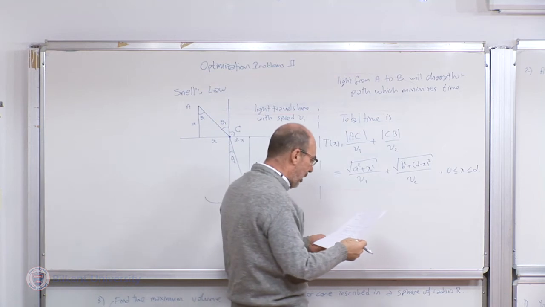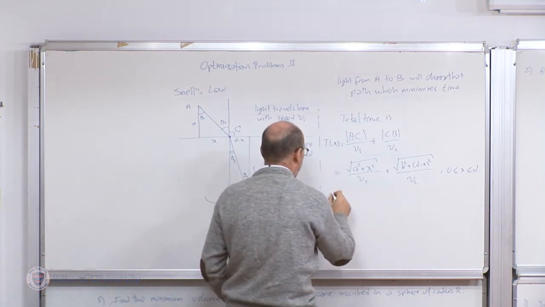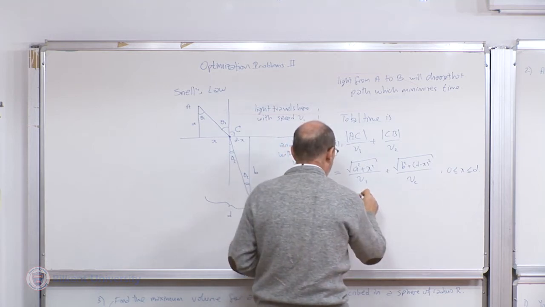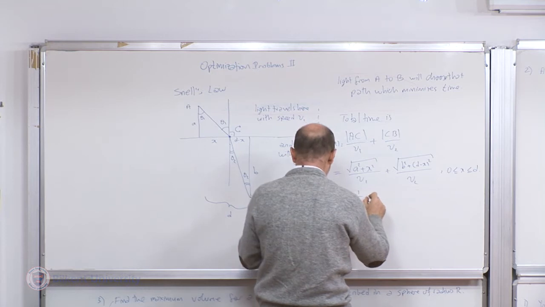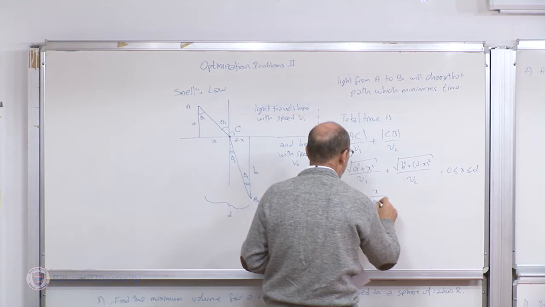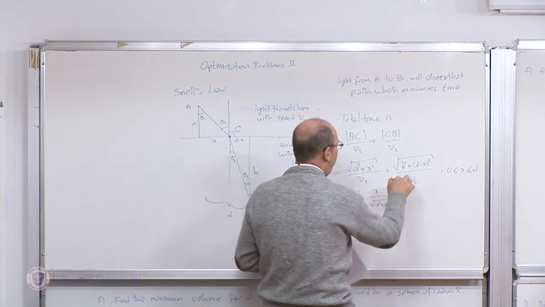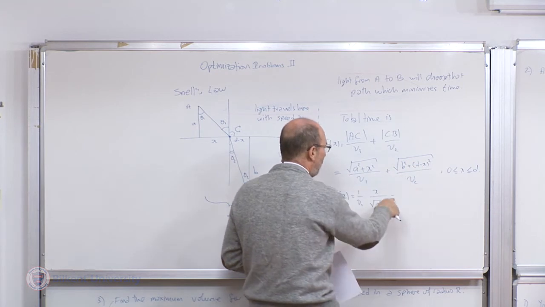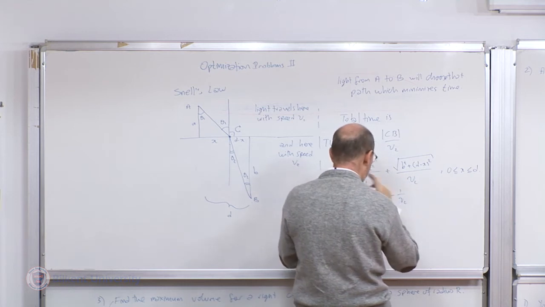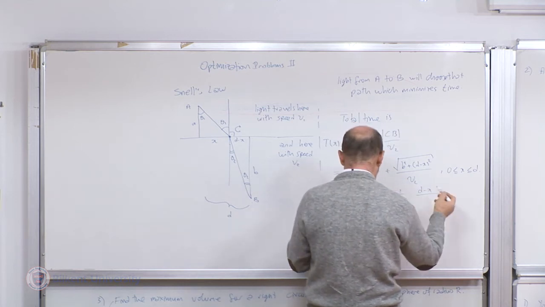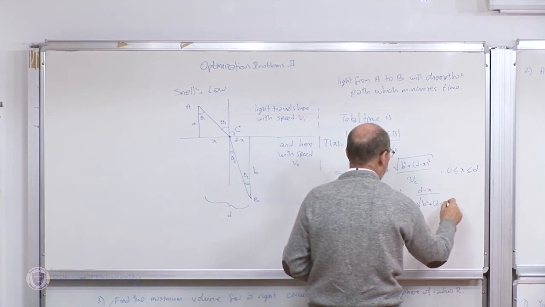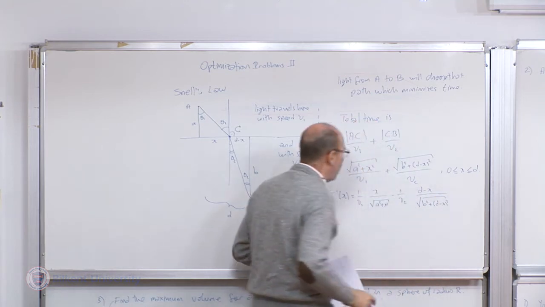So let me look at the derivative. T prime of x is equal to 1 over v1 times x over the square root of a squared plus x squared, and minus, since you take the derivative of this one and the minus comes from here, I put it here, 1 over v2 times d minus x over the square root of b squared plus d minus x squared.